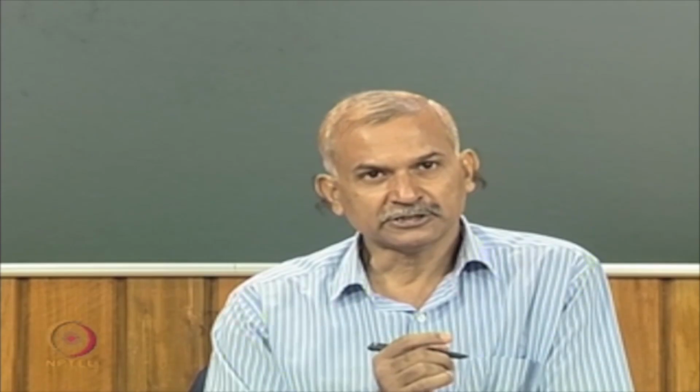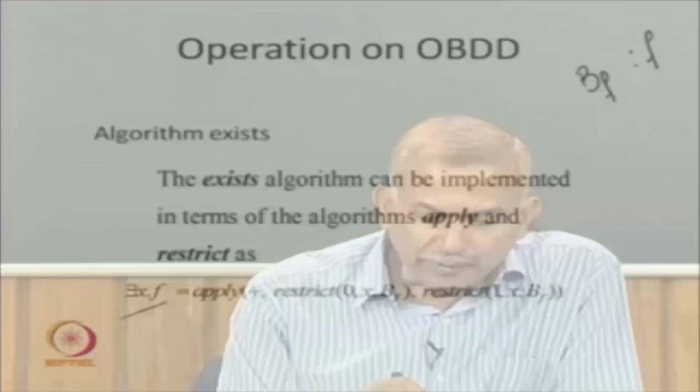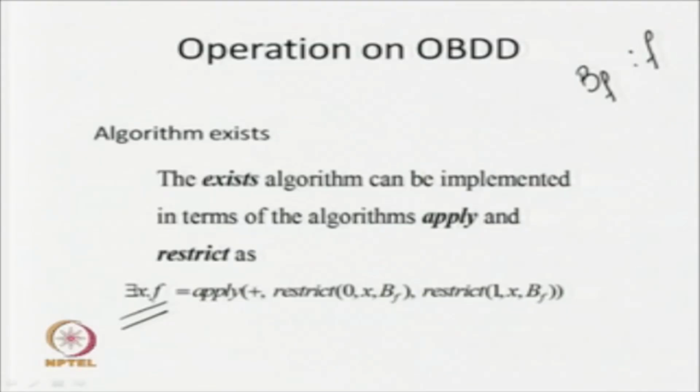But in case of exist, or relaxing on that particular constraint, it may be either 0 or it may be 1. So, that is why we can evaluate this particular exists x f with the help of this expression, using this restrict operation: restrict x to be equal to 0 and restrict x to be equal to 1. So, in case of relaxation, we are going to say that x may be either 0 or 1. So, that is why we are using this particular OR operation, the plus operation. So, we are using apply plus on restrict 0 x B f and restrict 1 x B f.